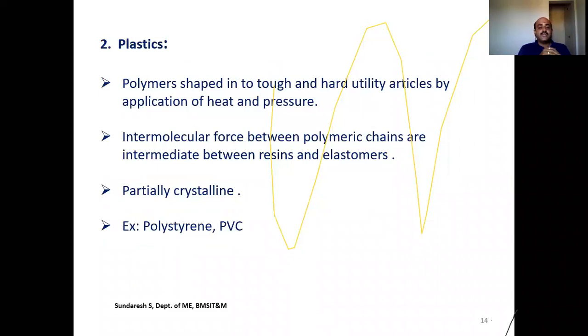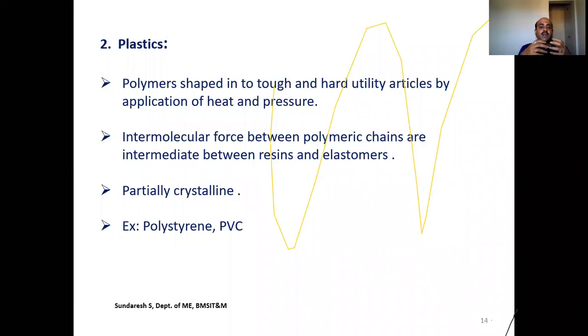Then the second type of this is plastics, and these plastics are polymers shaped into tough and hard utility articles by application of heat and pressure. Generally, when we say a plastic, it is obtained by application of heat.